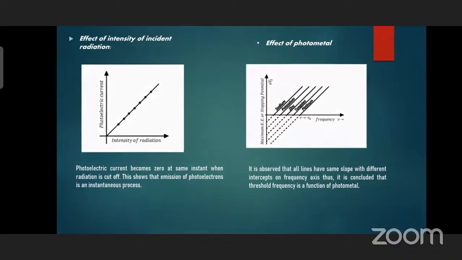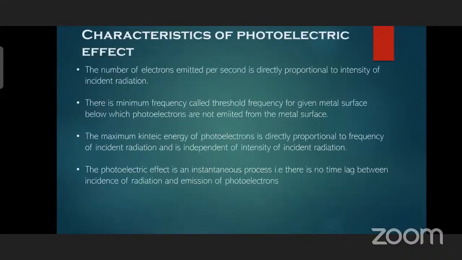Now we will see the characteristics of the photoelectric effect. The number of electrons emitted per second is directly proportional to the intensity of incident radiation. There is a minimum frequency, called the threshold frequency, for a given metal surface, below which photoelectrons are not emitted, that is, the photoelectric effect is not possible. The maximum kinetic energy of photoelectrons is directly proportional to the frequency of incident radiation and is independent of its intensity. The last one is that the photoelectric effect is an instantaneous process, that is, there is no time lag between the incidence of radiation and emission of photoelectrons.